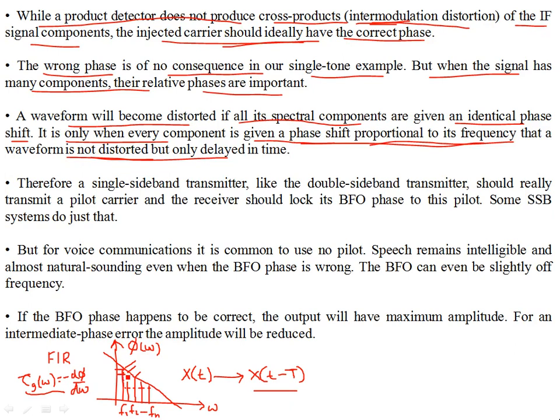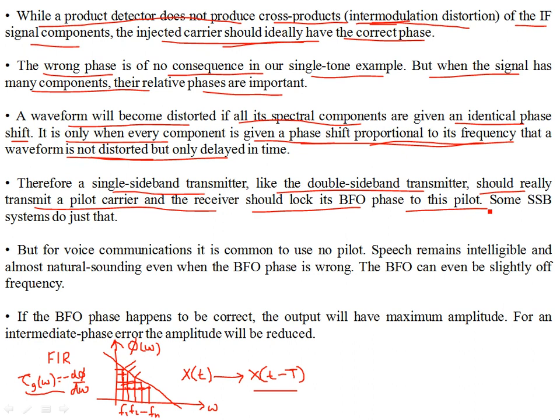Okay, it has to be proportional to the frequency. The phase shift has to be proportional to the frequency so that they have a constant group delay, and they don't suffer any phase distortion. So therefore, a single sideband transmitter, like the double sideband transmitter, should really transmit a pilot carrier, and the receiver should lock its beat frequency oscillator phase to this pilot.